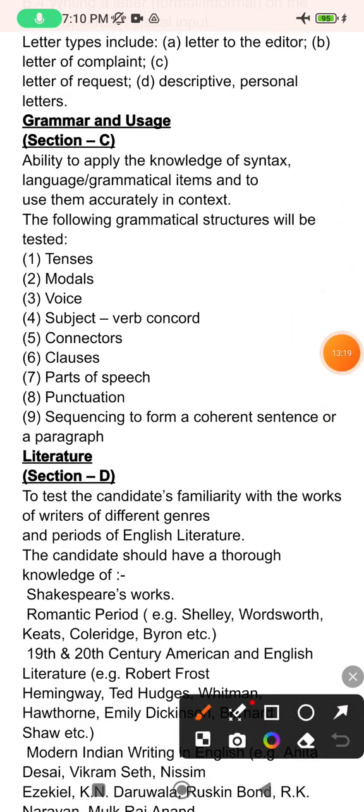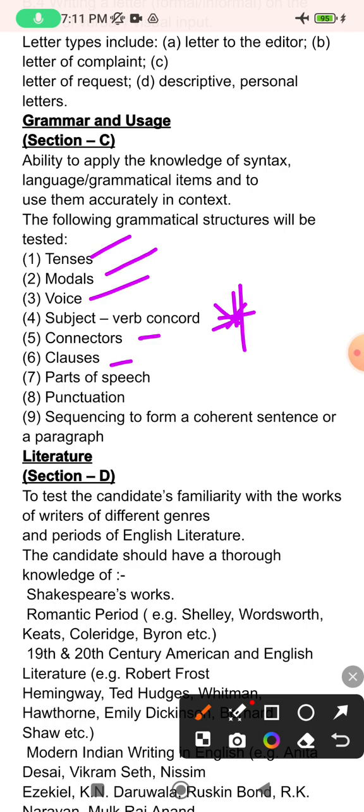Next one is grammar and usage. Here questions will come in different ways, based on tenses, modals, voice, subject-verb concord. Subject-verb concord is very important for your error finding. Then connectors, that is your conjunctions, then clauses. Clauses are very important.